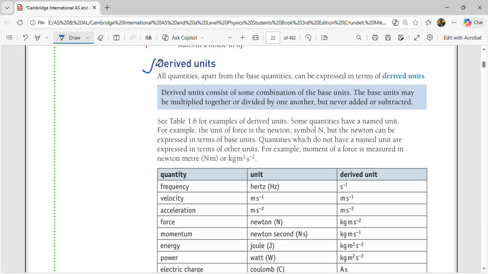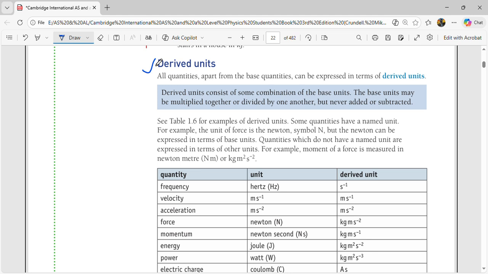These ones have formulas. However, we can have some derived quantities measured with instruments. For example, weight: a weighing scale gives values in newtons. So derived units consist of some combination of the base units. The base units may be multiplied together or divided by one another, but never added or subtracted. It is obvious.